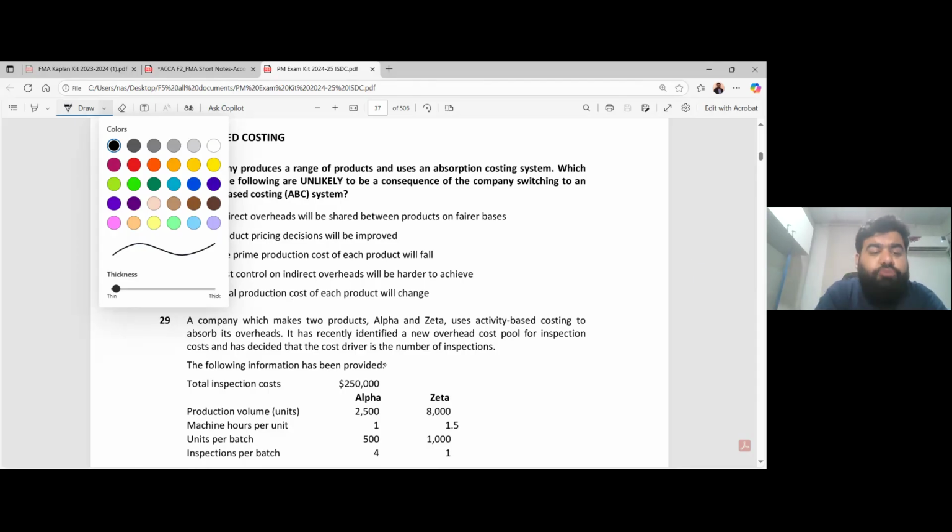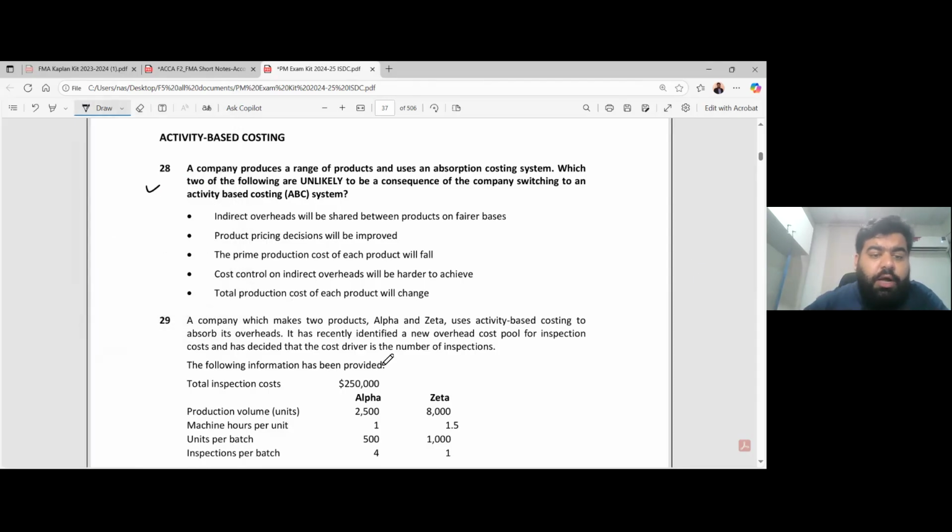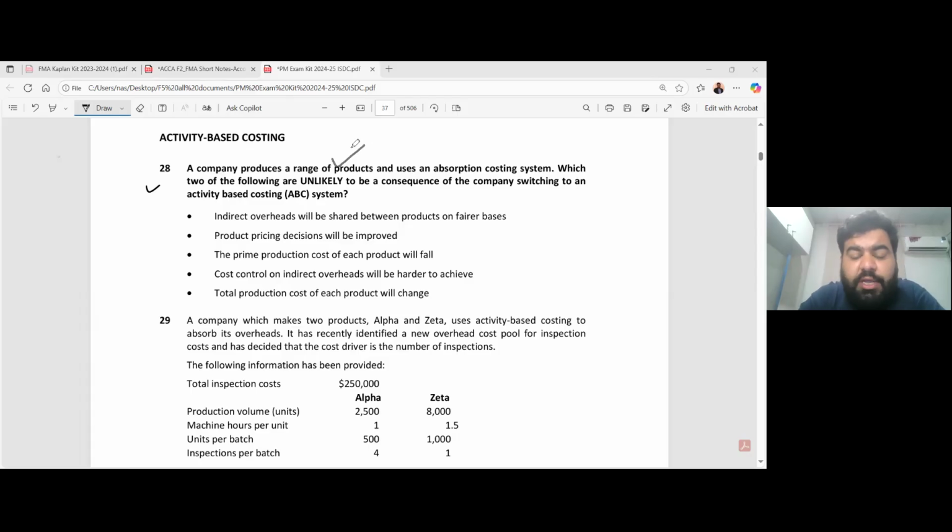So first MCQ is that a company produces a range of products and uses an absorption costing system. Which two of the following are unlikely to be a consequence of the company switching to the ABC system?